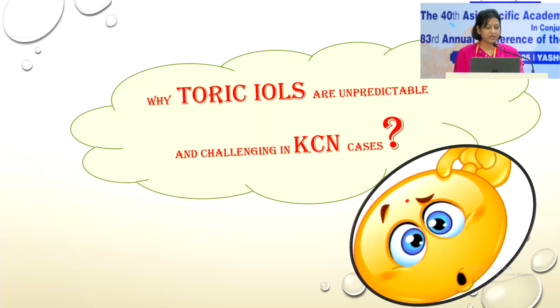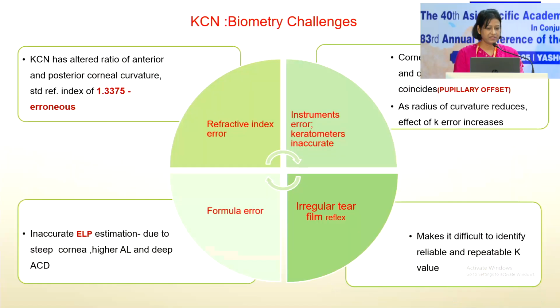So why are toric IOLs unpredictable and challenging in keratoconus cases? There are various biometry challenges. Some are like refractive index error in keratoconus. Keratoconus has an altered ratio of anterior and posterior corneal curvature, so the standard refractive index of 1.3375 is erroneous in these cases. There can be some instrumental error because of the pupillary offset. As the radius of curvature reduces, the effect of K error increases. There is difficulty in the exact formula used, as there can be unpredictable effective lens positioning because of steep cornea, higher axial length, and deep anterior chamber depth.